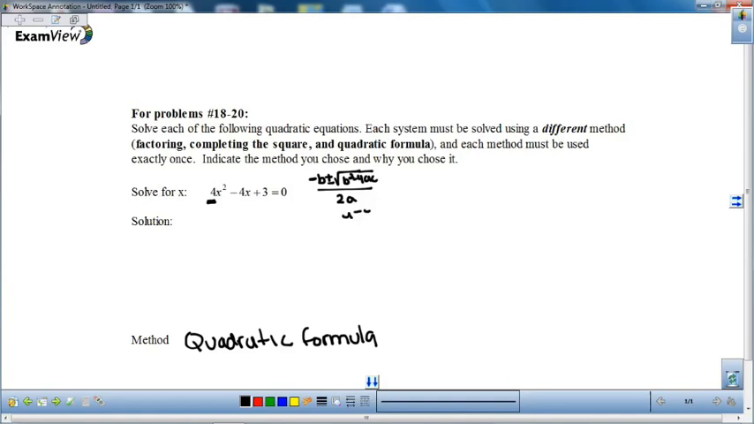And a is 4, b is -4, and c is 3. So here's a, b, and c. So we're going to have the opposite of b plus or minus the square root, all over 2 times 4. So I always like to do the discriminant on the side.